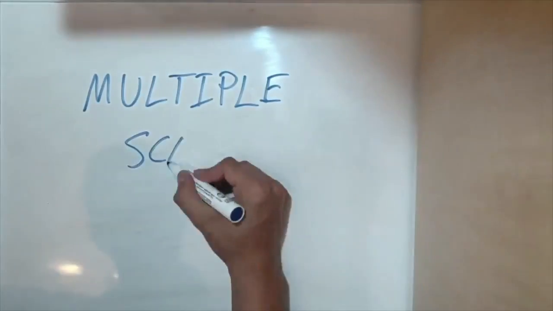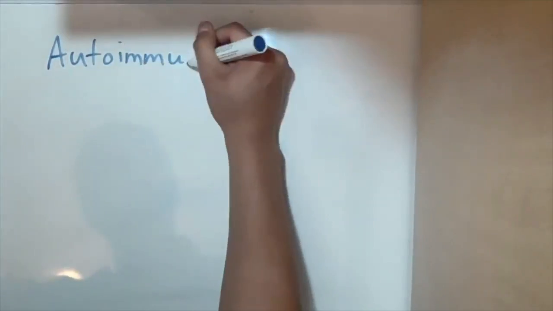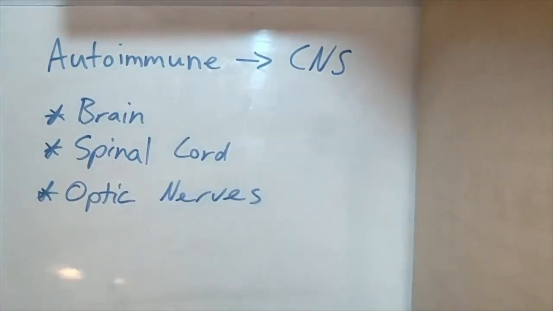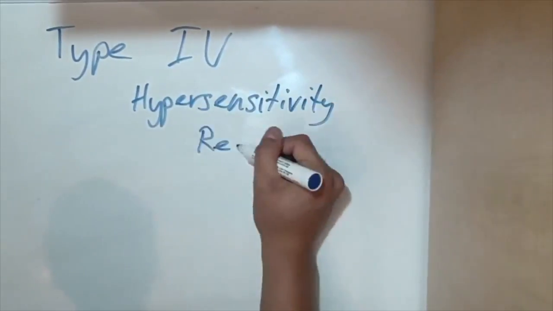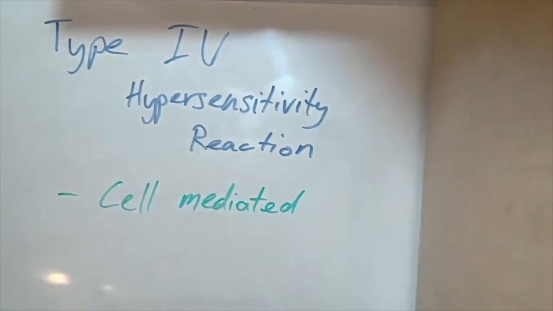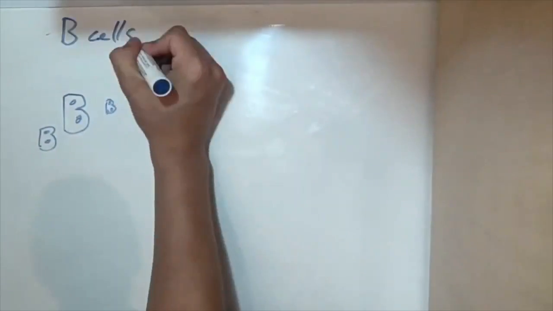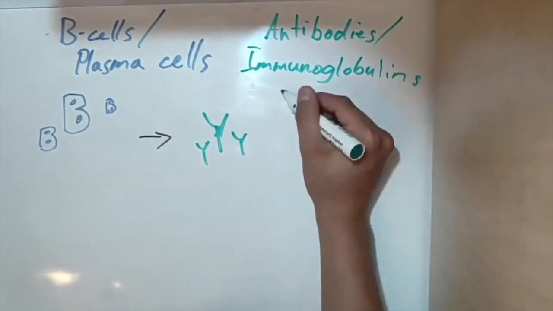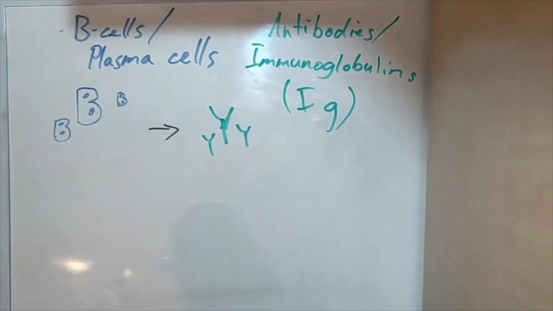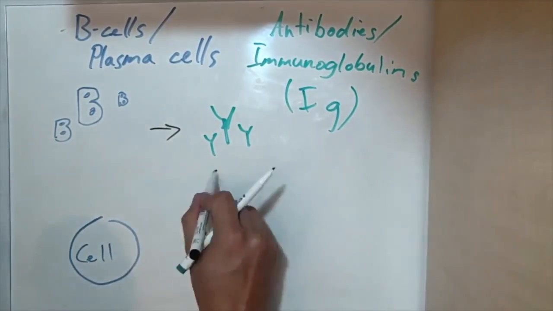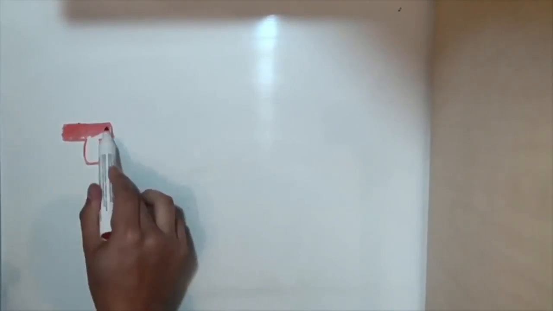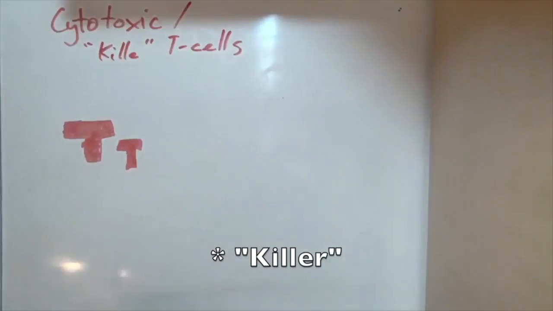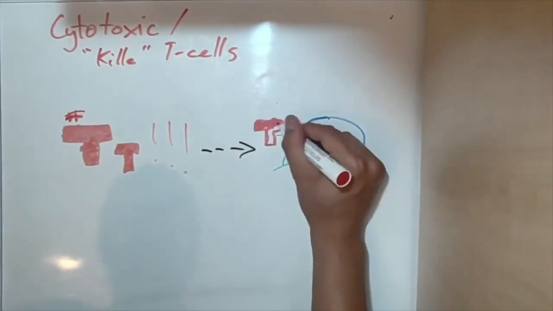Multiple sclerosis, or MS for short, is a neurological disease. It is an autoimmune disorder that afflicts the central nervous system, that is, the brain, spinal cord, and optic nerves. MS can be described as a type 4 hypersensitivity reaction, meaning it is cell-mediated. Mature B cells, otherwise known as plasma cells, produce antibodies, also called immunoglobulins. Autoantibodies are antibodies that target self-antigens. Cytotoxic T cells, sometimes called killer T cells, are a subset of T cells that attack antigenic cells.